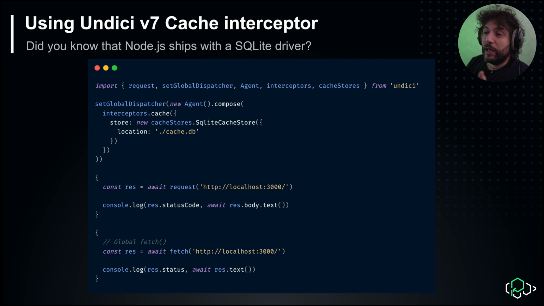How does it work? Well, first of all, you need to set a new global dispatcher, and you take a new agent and compose it with an interceptor, which is our cache interceptor, and you add a cache store to it. In this example, we have a SQLite cache store. It's fantastic, and it just works. You have to do nothing else, and you can just keep caching your requests on and on. It will implement all the things that you need, and now you have HTTP caching built into your application.